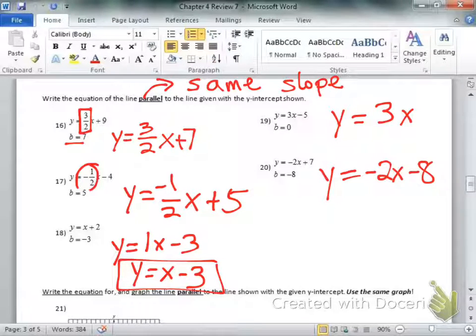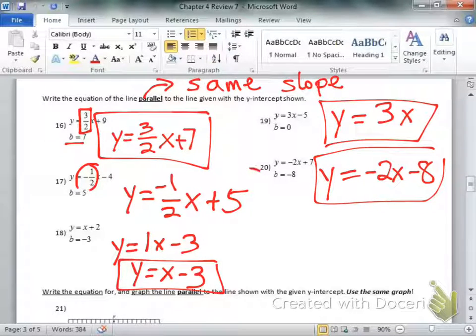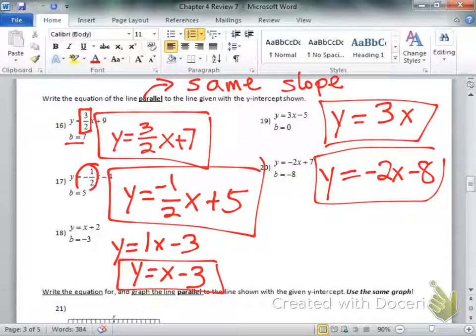Alright, I did these very quickly because they are super easy. You're just taking the old M, keeping it the same, switching the B up. And the reason these are so easy is because parallel lines have the same slope. When we look at perpendicular lines, it's going to take us a little longer because we actually change the slope a little, but when the slope's the same, when they're parallel, these are super quick. Questions on these?